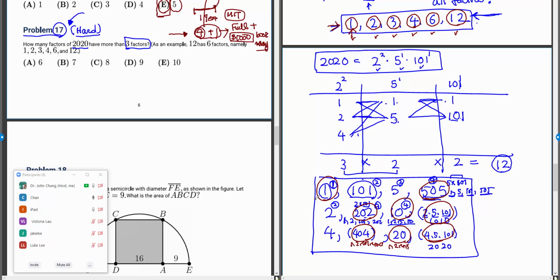It's 7. So anyway, we counted this number already. More than 3 factors? This number: 1, 2, 3, 4, 5, 6, 7. Yes. What about this one? Is this more than 3? No, this is 1, 2, 4. Only 3, isn't it? So 7 is the answer, okay? Alright, this is a little hard.